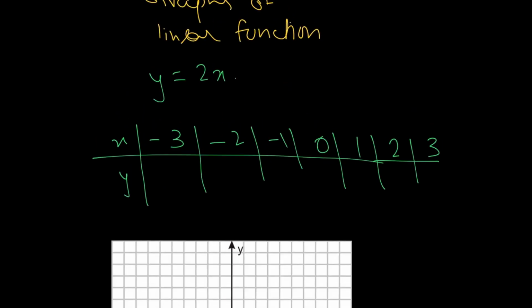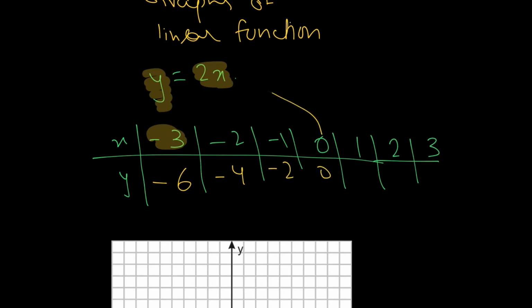Now what we do is we put each value in this function to obtain the output value, the value of y. So let's put first minus 3 into this function. Minus 3 times 2 is minus 6. So our output value will be minus 6. Now minus 2 times 2 is minus 4. Minus 1 times 2 is minus 2. 0 times 2 is 0. So I'm just putting every x value in this function. 1 times 2 is 2. 2 times 2 is 4. And 3 times 2 is 6.